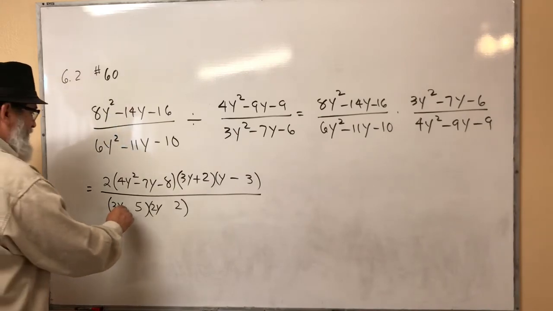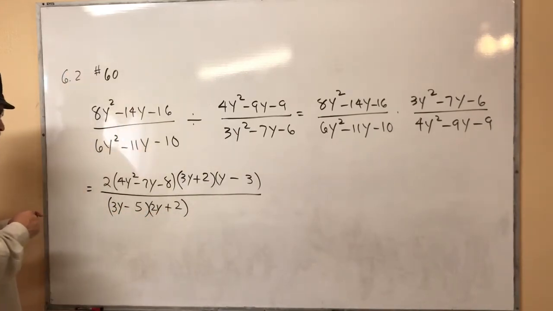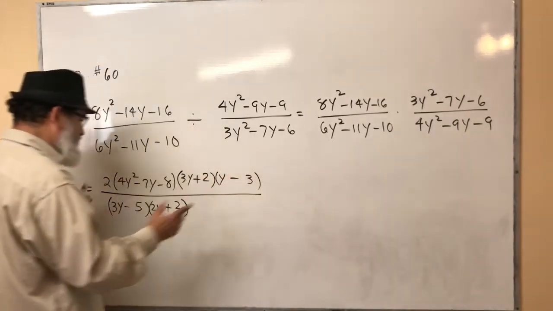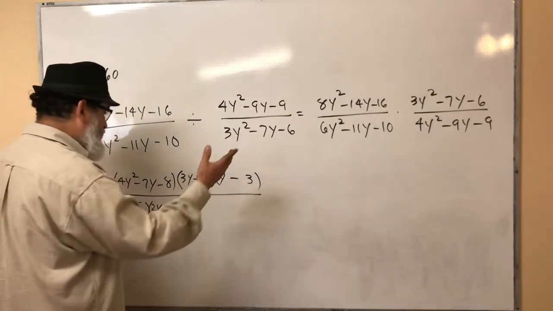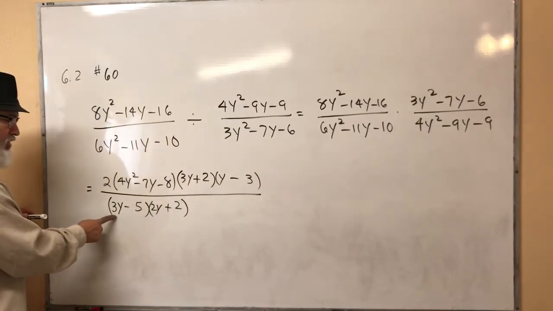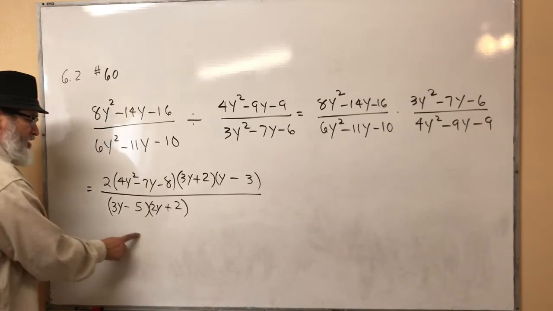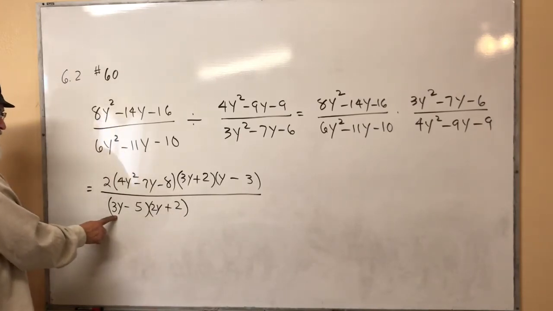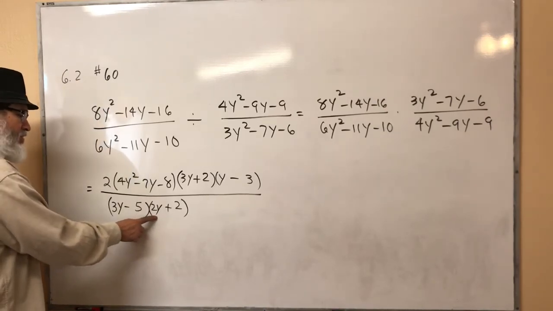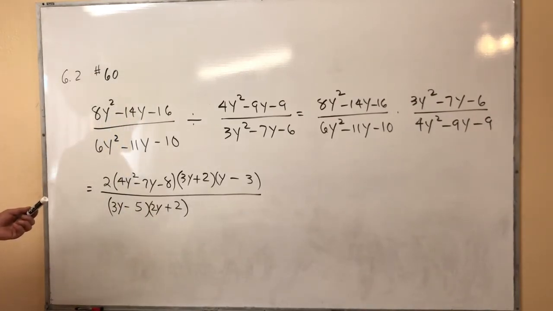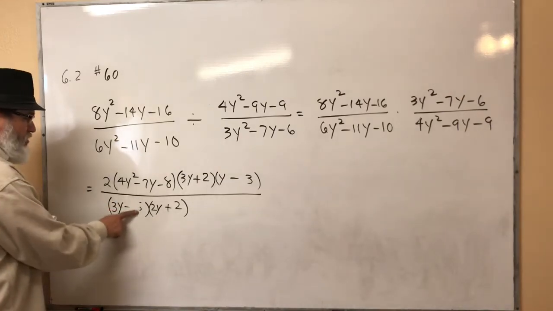If I make this minus and plus, it's not going to work because look, 3y times 2y is 6y squared. That works. Negative 5 times 2 is negative 10. That also works. But look at outer. What's outer? Outer is 6y. Inner is minus 10y. 6y minus 10y is negative 4y. It doesn't work.